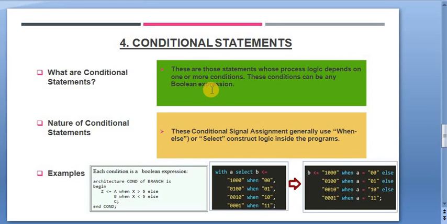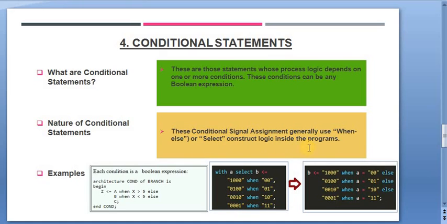So conditional statements are used when we need to perform a choice or there is some condition. So we can say that when we want to do a selection between two or more choices, we use conditional statements in VHDL programming. Now what is the basic nature of conditional statements? The basic nature of these statements is that these conditional signal assignments generally use when-else or select construct logic inside the programs.